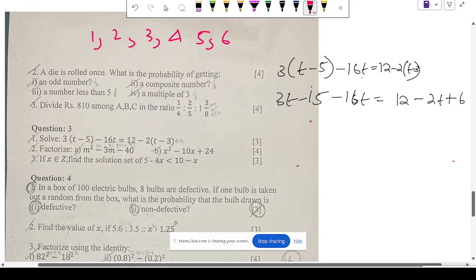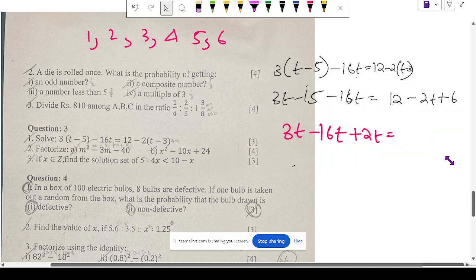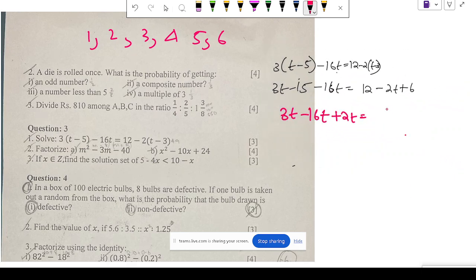So then we have to put all of them together, sir. Yeah, arrange them together. 3t minus 16t plus 2t is equal to 12 plus 6 plus 15. Okay, next.